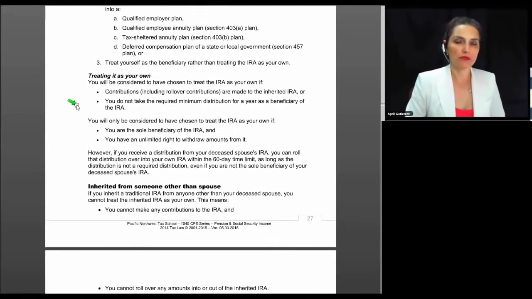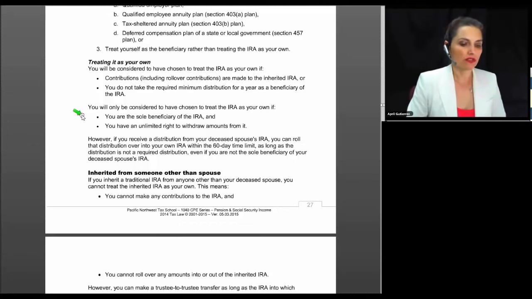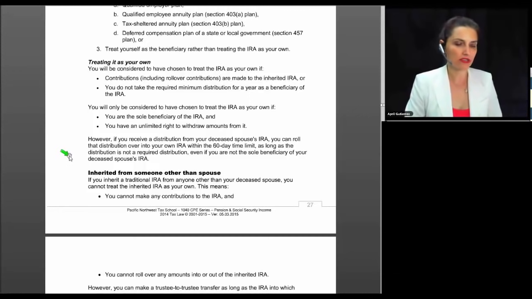Treating it as your own, you will be considered to have treated your spouse's inherited IRA as your own IRA if contributions are made to the inherited IRA by you, or you do not take the required minimum distribution for a year as a beneficiary of the IRA. You will only be considered to have chosen to treat the IRA as your own if you are the sole beneficiary of the IRA and you have an unlimited right to withdraw funds from it. However, if you receive a distribution from your deceased spouse's IRA, you can roll over that distribution into your own IRA within the 60-day limit, as long as the distribution is not a required distribution, even if you are the sole beneficiary of the deceased spouse's IRA.